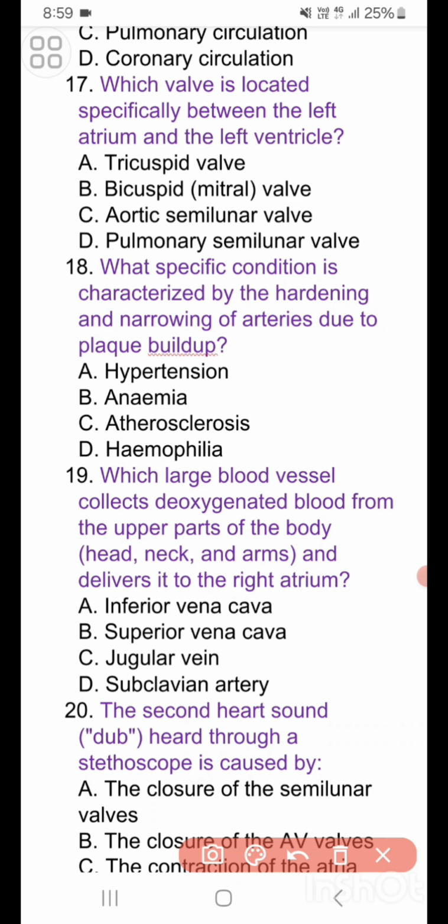Which valve is located specifically between the left atrium and the left ventricle? Bicuspid mitral valve. What specific condition is characterized by the hardening and narrowing of arteries due to plaque build-up? Atherosclerosis. Which large blood vessel collects deoxygenated blood from the upper parts of the body, head, neck and arms and delivers it into the right atrium? Superior vena cava.